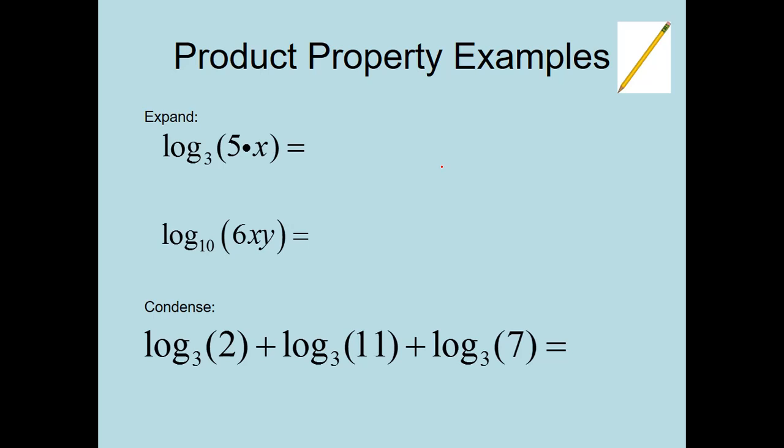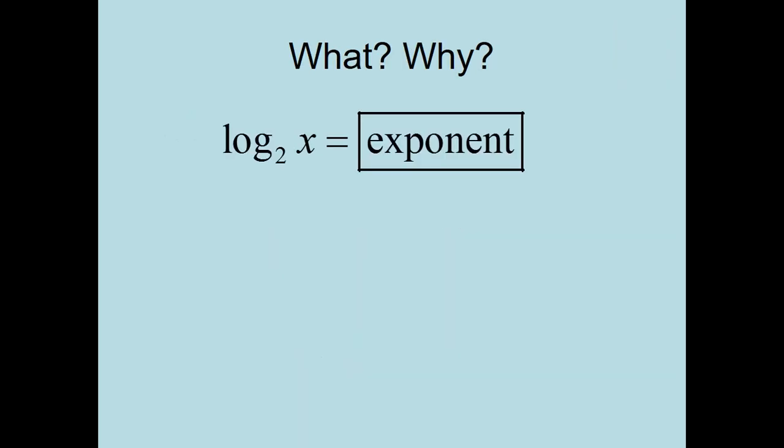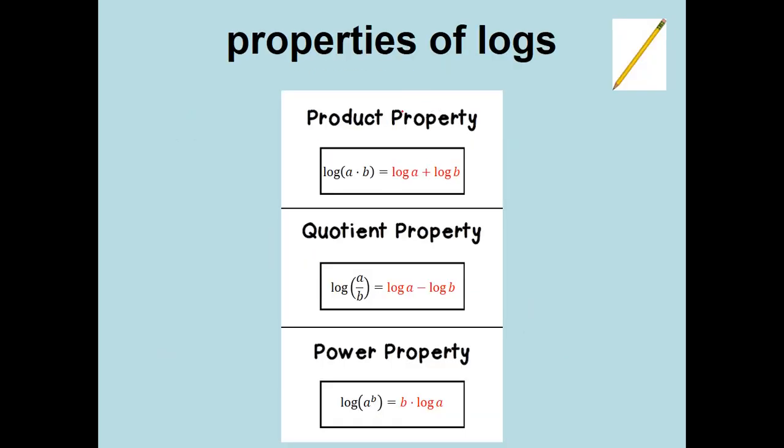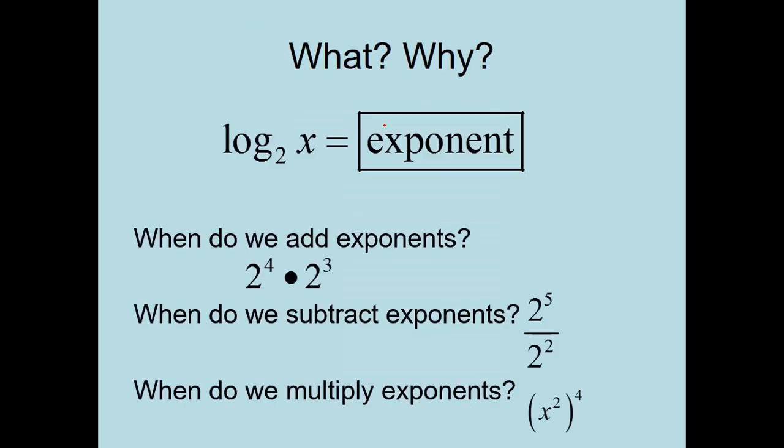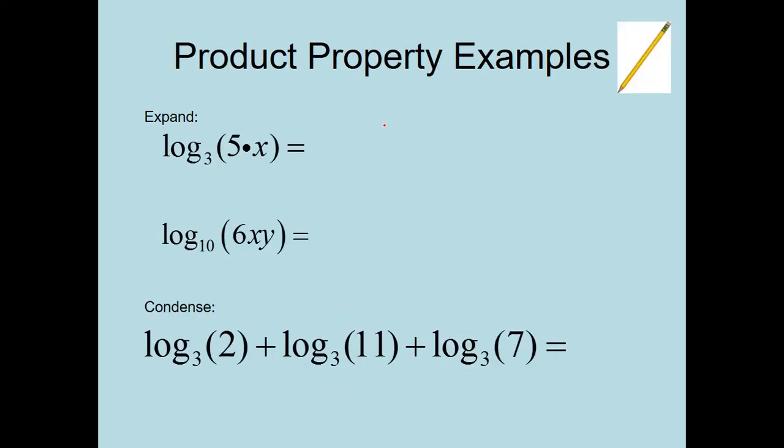So what you're going to want to do is open up the tab, the product property tab. So open up this tab up here. This is where that information is going to go. So product property examples. So some expanding and also some condensing. So expanding is when you want to take it from one log to multiple logs. Expanding, for everything that you have inside of the log, you're going to gain a log on that. So since this problem has two things inside here multiplied, I'm actually going to get two logs together.